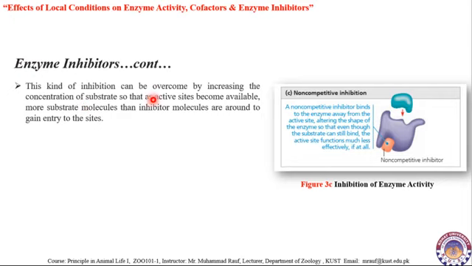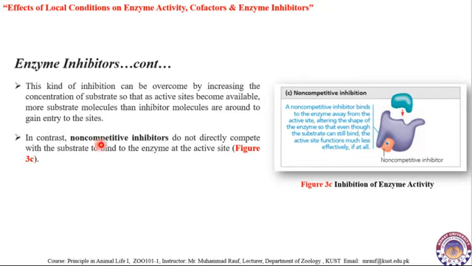This kind of inhibition can be overcome by increasing the concentration of substrate so that as active sites become available, there are more substrate molecules than inhibitor. They are talking in this paragraph about competitive inhibition. So how do you prevent a competitive inhibition? Increase the substrate molecules. When substrate molecules are in higher concentration, then obviously there will be more probability of binding of substrate molecules with the active site of the enzymes.